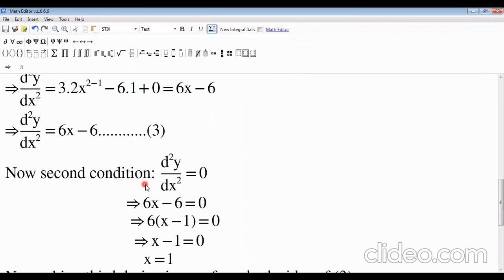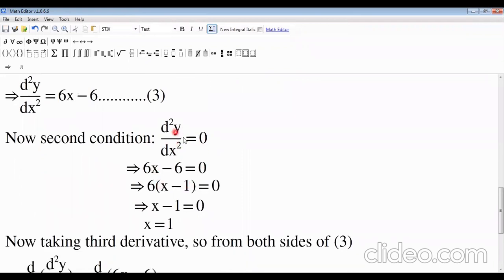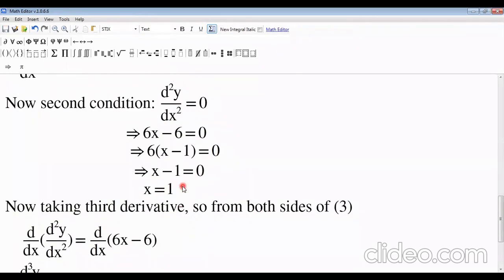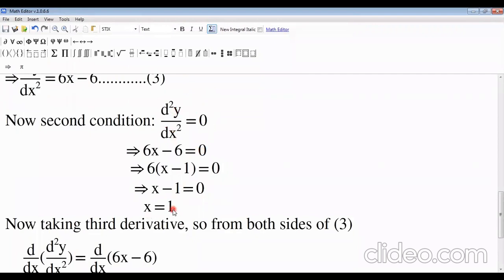Now the second condition is that the second derivative will be 0 at the inflection point we are finding. So the second derivative equals 0, that means 6x minus 6 equals 0, because d squared y by dx squared means this. Taking 6 common, we get x minus 1 equals 0. So x equals 1. So the second derivative is also 0 for x equals 1.